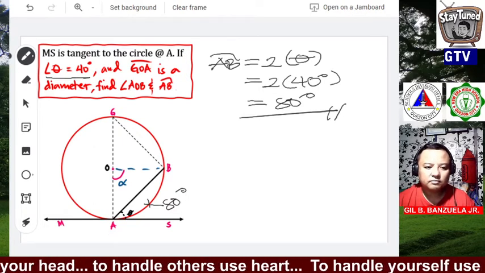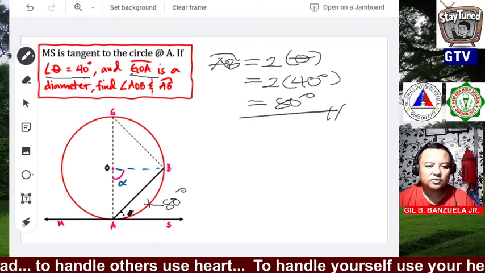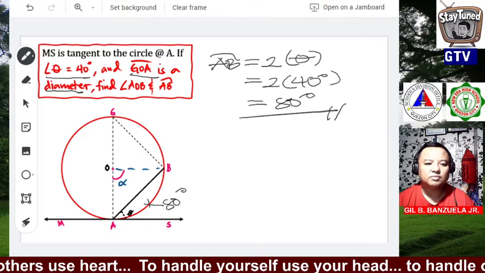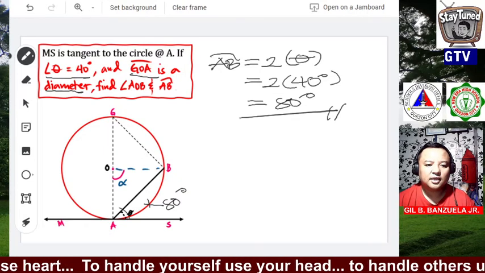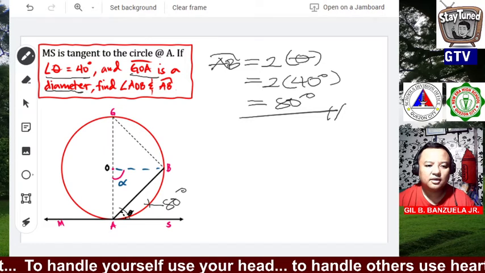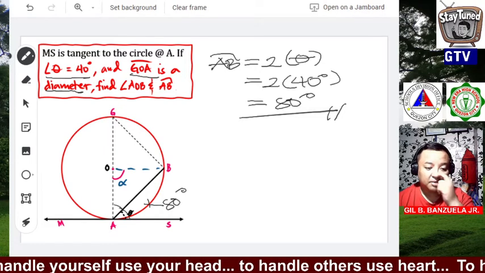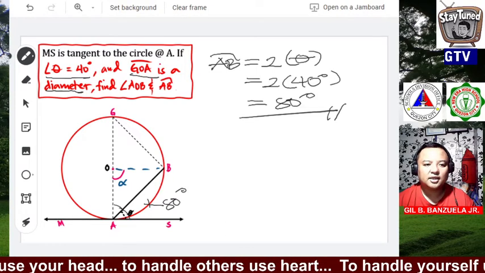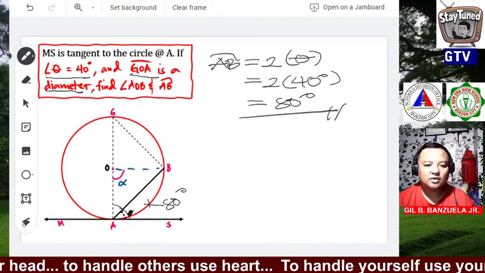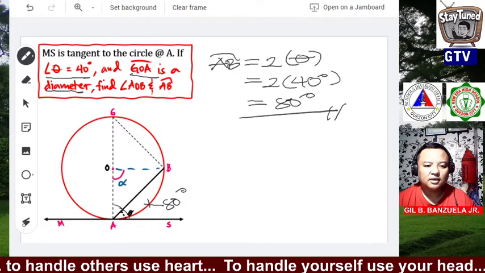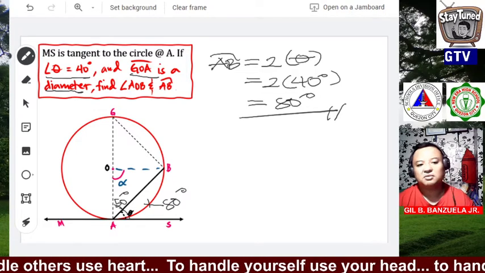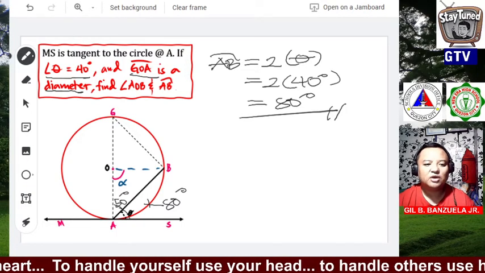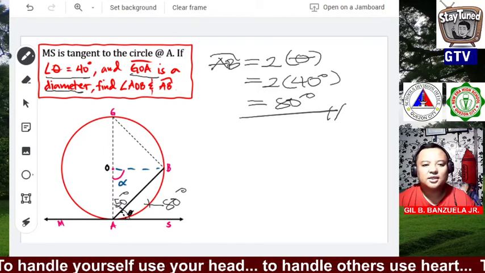Now, it's also given here, guys, that line segment GOA is a diameter. So angle theta plus angle OAB are complementary, meaning they equal 90 degrees. If angle theta is 40 degrees, then to make it 90, angle OAB must be 50 degrees. But since that isn't being asked, it's okay. I just gave you a hint. Now let's go back to what is being asked.